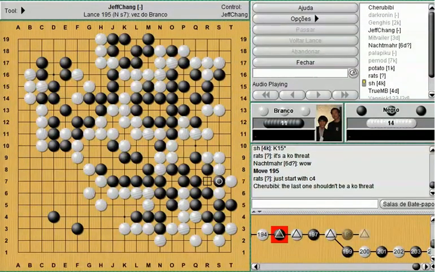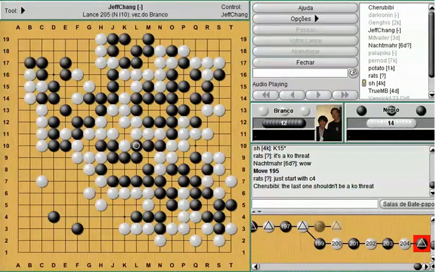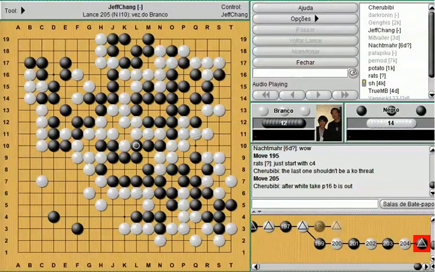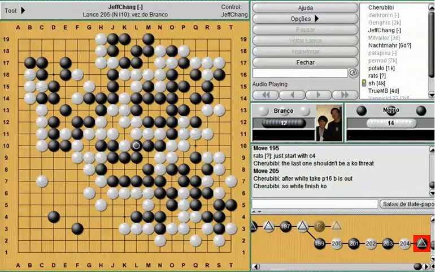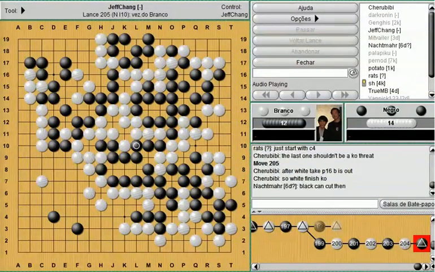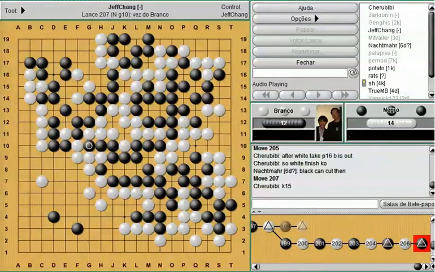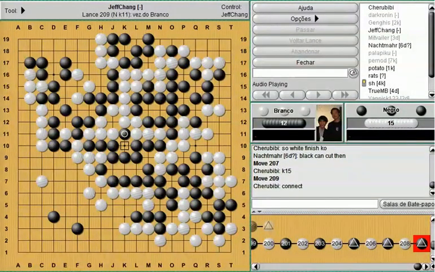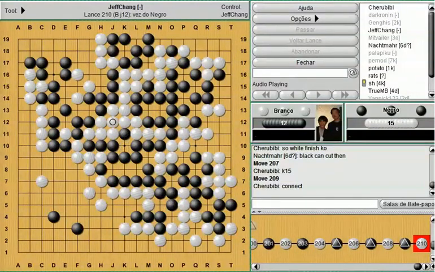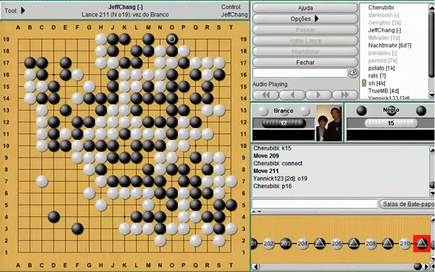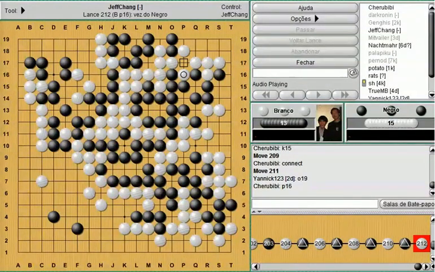Why not? Why shouldn't the last one be a ko threat? I'm sorry, I don't understand. Yeah, white finishes the ko, and then black cuts here. K15, capture, connect here. And then basically here is the descent. Okay, so I think this is another ko, right?